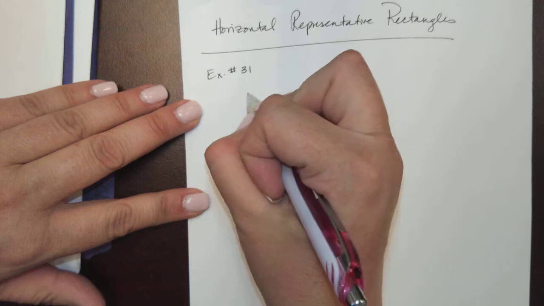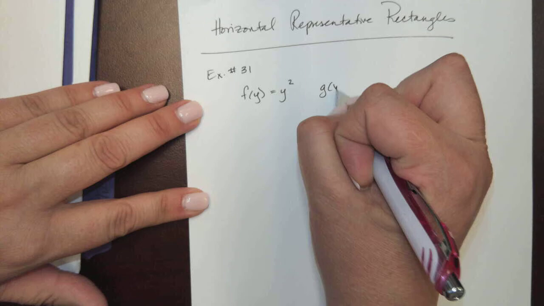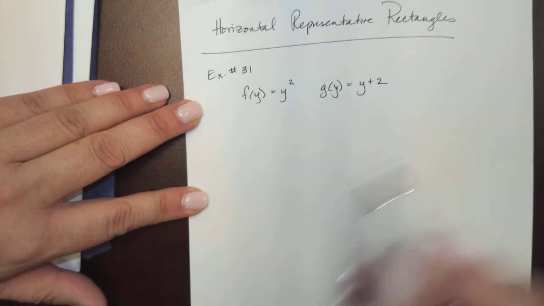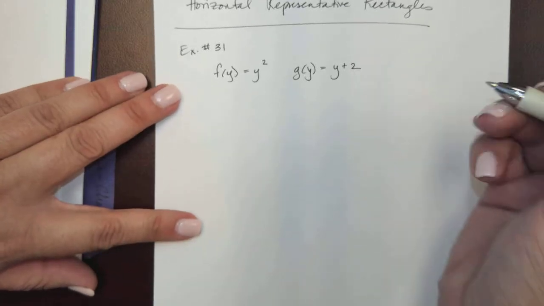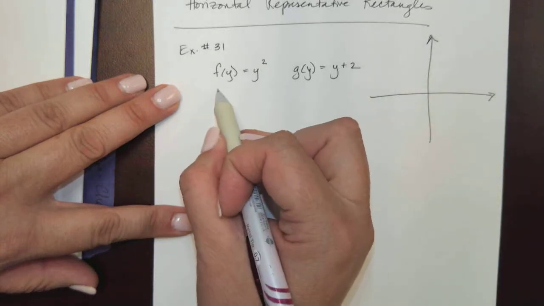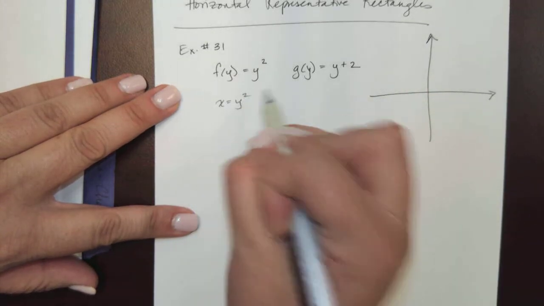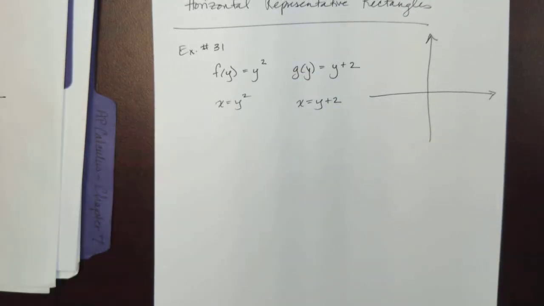They give us two functions, f of y equals y squared, and g of y equals y plus 2. This is essentially x equals y squared. And this is x equals y plus 2. How do I graph x equals y squared? This is a no calculator question.